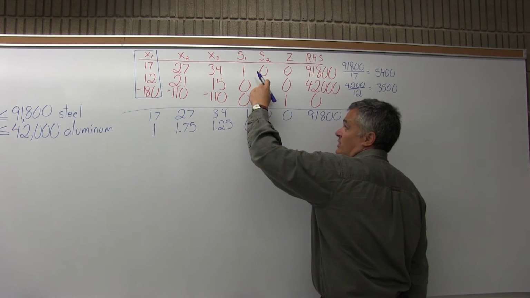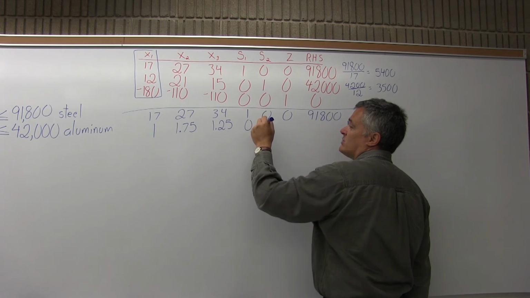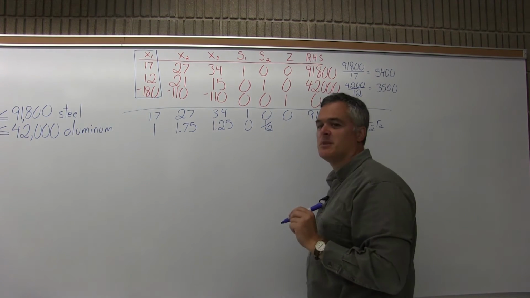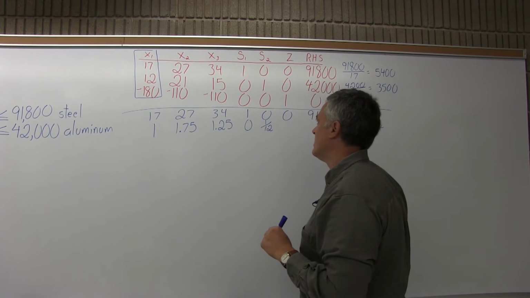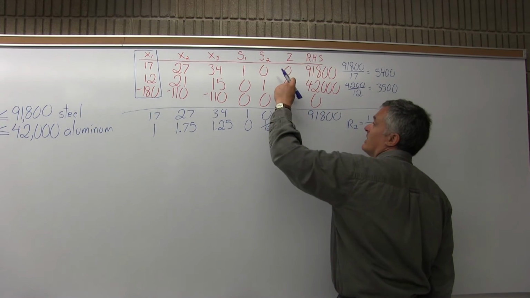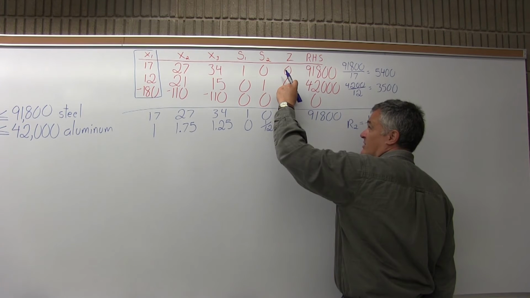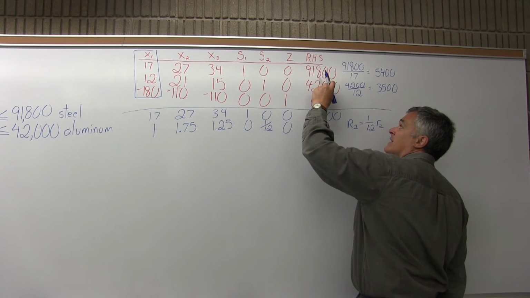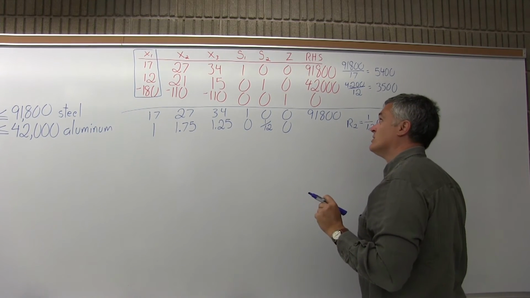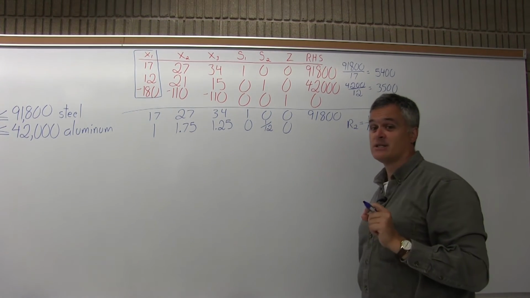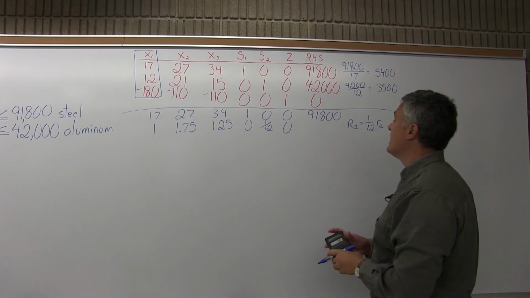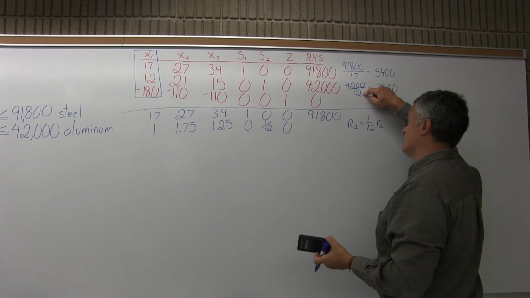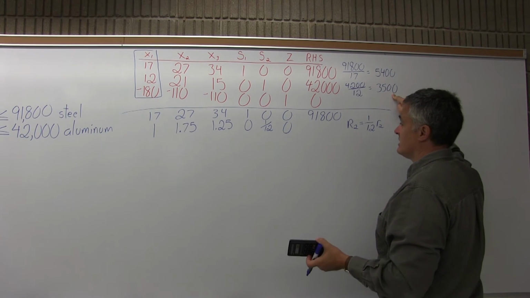The next position in row 2 is a 1. So 1 over 12 times 1 is 1 over 12. It does have a decimal equivalent, but that gets a little bit messy. I'm going to leave that as a fraction, as 1 over 12. The next value in the z column of row 2 is 0. So I do 1 over 12 times 0. That stays 0. And finally, the RHS position in row 2 is 1 over 12 times 42,000. Not something I could usually do in my head, but I already did the computation, not even a minute ago, so I know the answer is 3,500.